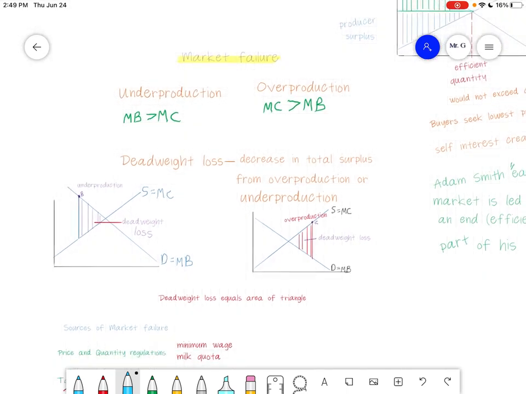Now, market failure is when we do not have an efficient system. First of all, underproduction: where marginal benefit is greater than marginal cost, we're not producing enough. We could still produce more, even though we don't get as much extra benefit from it, until marginal benefit is equal to marginal cost. And where marginal cost is greater than marginal benefit, that's an overproduction. We also don't want that because the cost is higher than any benefit we receive. And so we talk about a deadweight loss, a decrease in the total surplus.